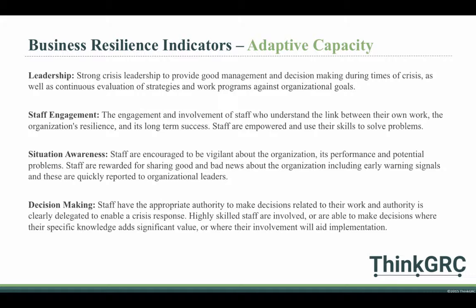Next is situational awareness. That's defined as staff being encouraged to be vigilant about the organization, its performance, and potential problems. Staff are rewarded for sharing good and bad news about the organization, including early warning signals, and these are quickly reported to organizational leaders. Next is decision making. It is defined as staff having the appropriate authority to make decisions related to their work, and authority is clearly delegated to enable a crisis response. Highly skilled staff are involved, are able to make decisions where their specific knowledge adds significant value, or where their involvement will aid in implementation.